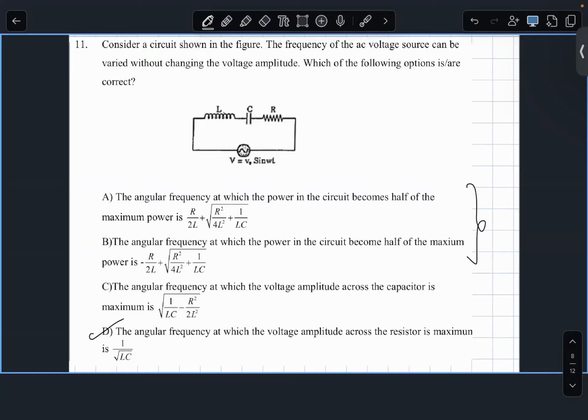The angular frequency at which the voltage amplitude across the capacitor is maximum.